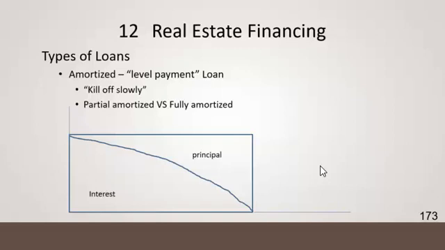Amortized is a Latin word. It means kill off slowly, which is what I thought marriage was, but that's a whole nother thing.